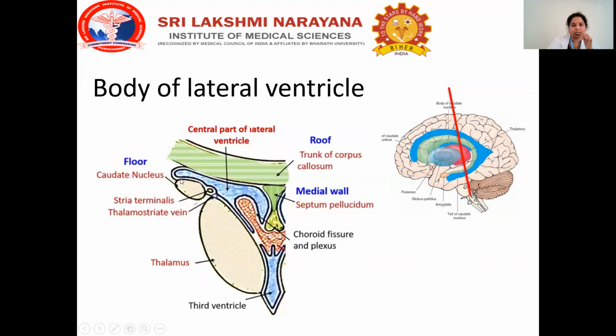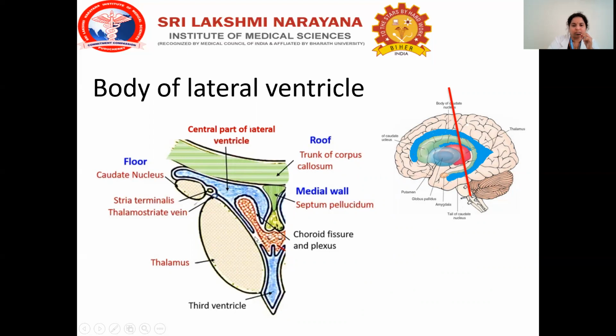So this is a schematic of the body of the lateral ventricle. What we saw in the previous slide is from a fresh specimen. So here I'll repeat again. The roof is formed by the body of the corpus callosum, or trunk of the corpus callosum. The medial wall is formed by the septum pellucidum. The floor is somewhat sloping and is formed by the caudate nucleus body and the superior surface of the thalamus. In the small groove, the stria terminalis and thalamostriate vein are occupied. The medial-most structure is formed by the body of the fornix.